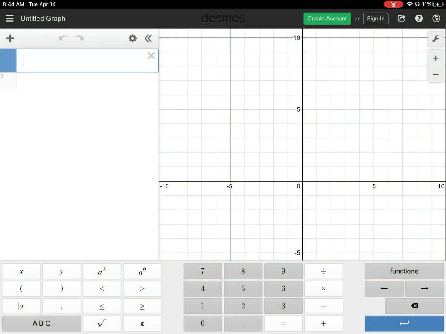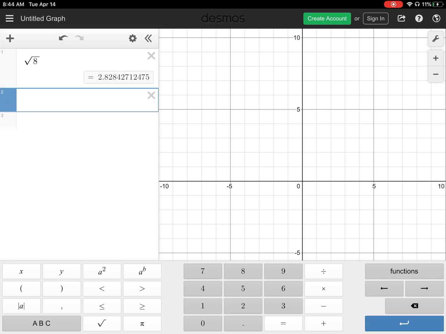And I type in the square root of 8, I get 2.8284, blah, blah, blah. If I type in 2 square root 2, I get the same exact number because those two are equivalent. So what simplest radical form would mean is writing the square root of 8 as 2 root 2, not as a decimal 2.8284 or whatever.